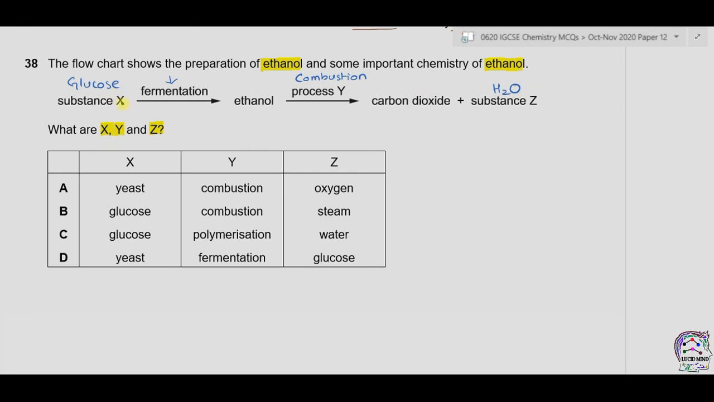So substance X is glucose, process Y is combustion, and substance Z formed is water in the form of steam. Correct answer is therefore B.